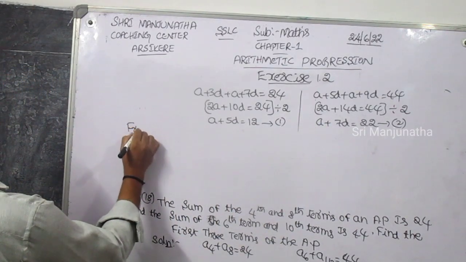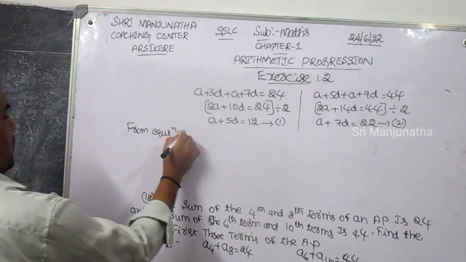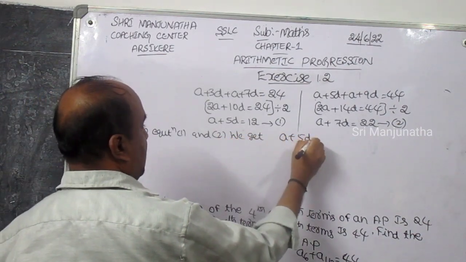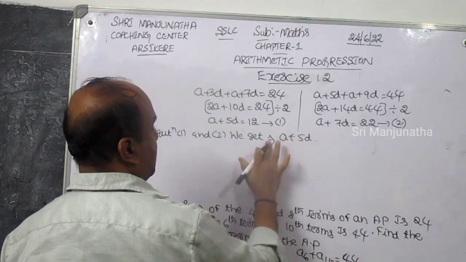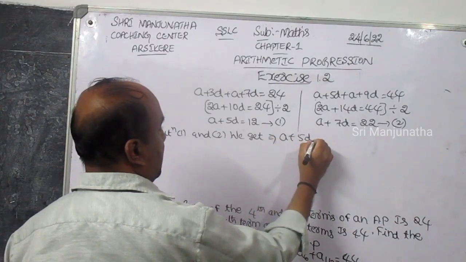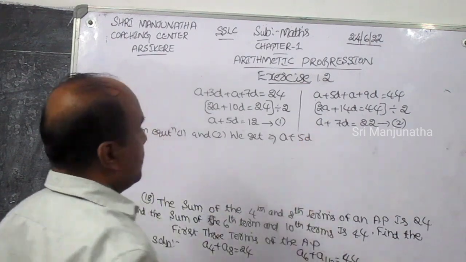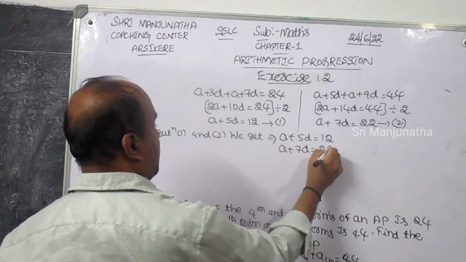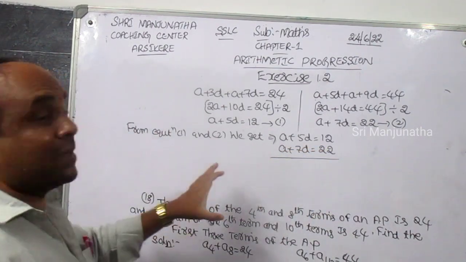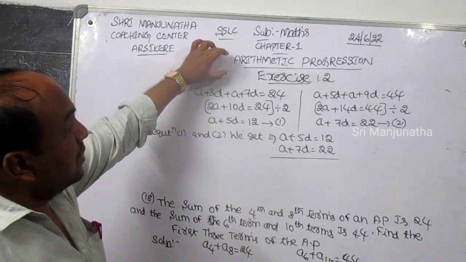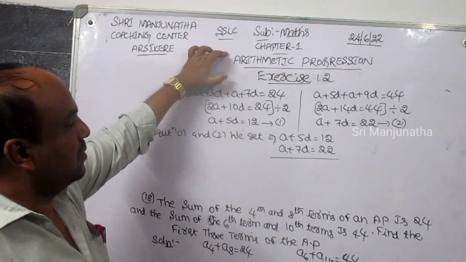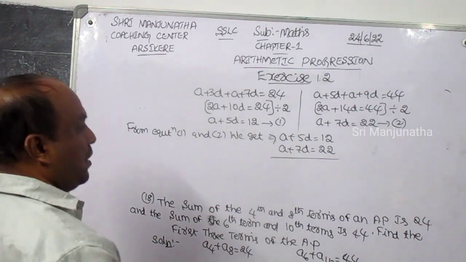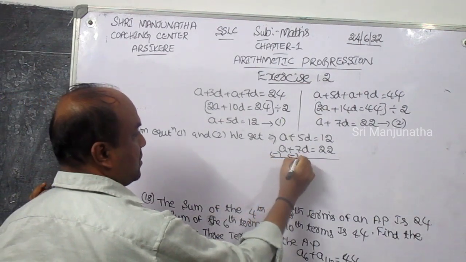Take from equation 1 and 2. From equation 1 and 2 we get A plus 5D is equal to 12 and A plus 7D is equal to 22. Subtract this. What happens? It is a simultaneous equation. Actually, arithmetic progression is in arithmetic, but now we have to enter simultaneous equations, which means algebra. Subtract. The sign will be changed.